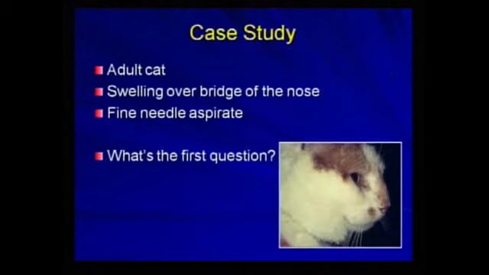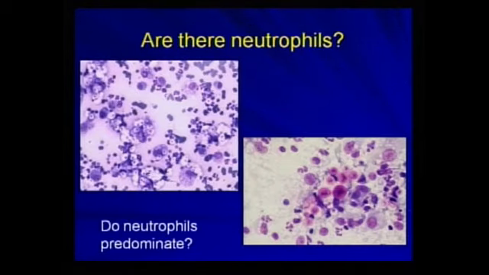Here's our first case study. We're looking at an adult cat which has a swelling over the bridge of the nose, and the clinician opted to do a fine needle aspirate. Now, as a pathologist, I have my own list of possibilities, even without looking at the aspirate, of what I might see on the nose of this predominantly white-faced cat. So what's your first question when looking at that cytology? Well, we've already done that. That is going to be, are there neutrophils? And this is what that particular slide looked like.